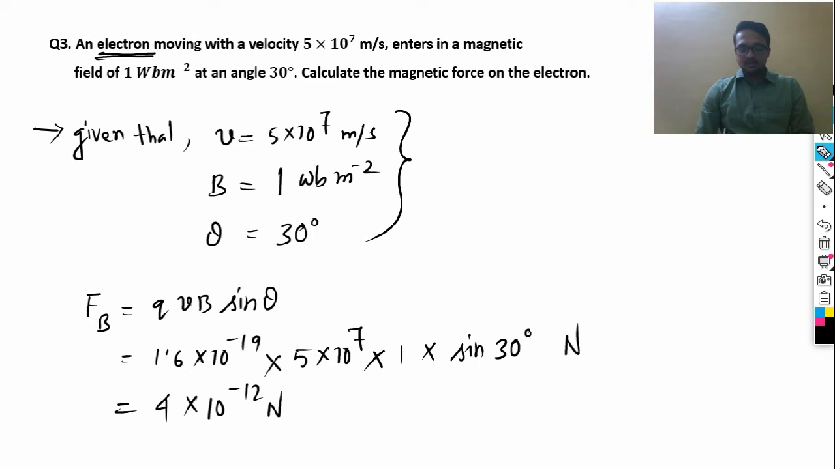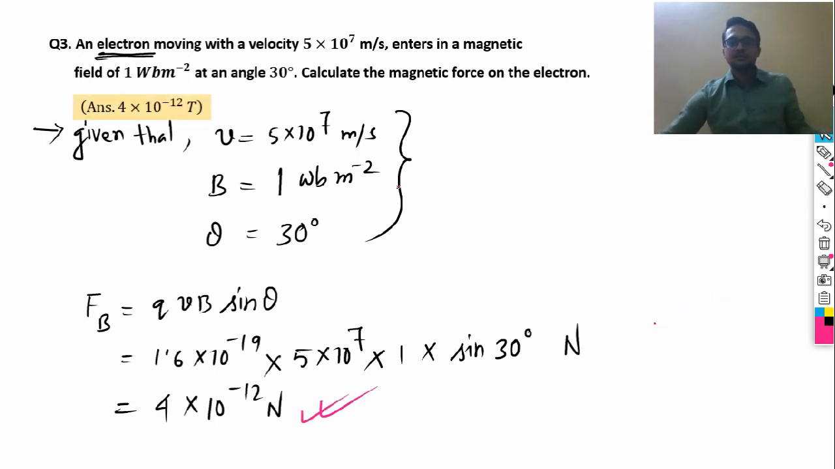Again you check. 1.6 × 10⁻¹⁹, into velocity is given 5 × 10⁷, magnetic field 1, into sin 30. So 4 × 10⁻¹². This is the way. This is the correct answer, so you will get full marks. Let's check the answer. The answer will be 4 × 10⁻¹², as you can see here. Sorry, here it will be Newton. Magnetic force, it will be Newton.